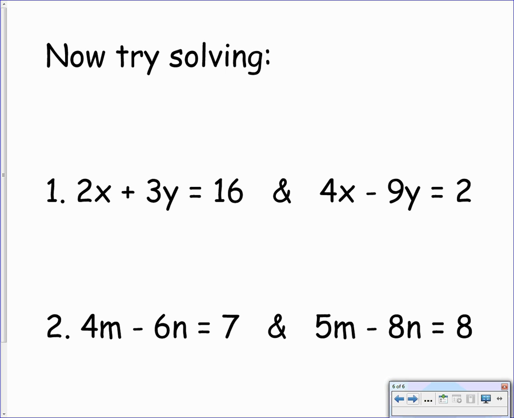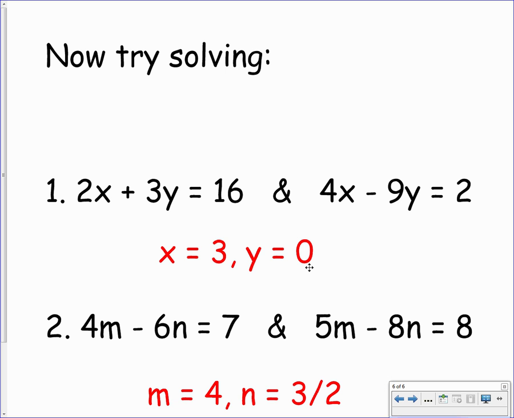Right, here are your solutions then. For the first system, we should have solutions of x equals 3 and y equals 0. And for the second system, m equals 4 while n equals 3 over 2. So that last one might have been a wee bit trickier.